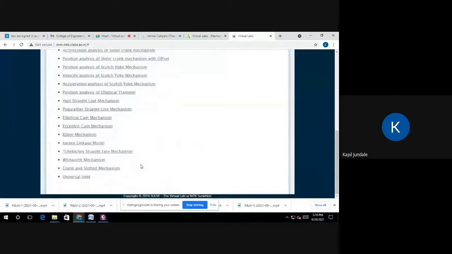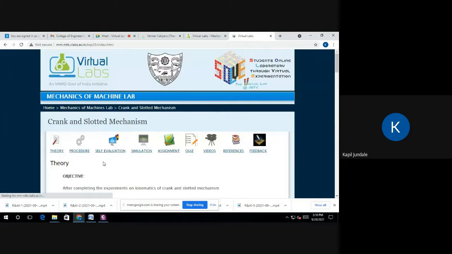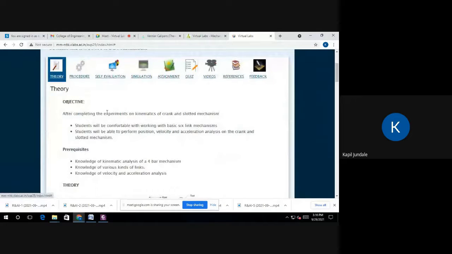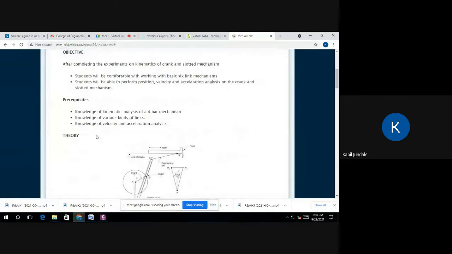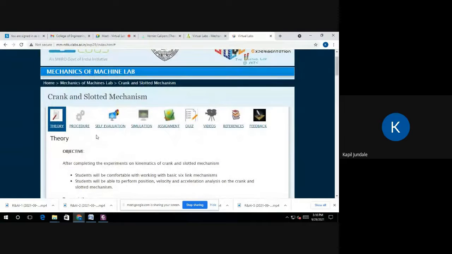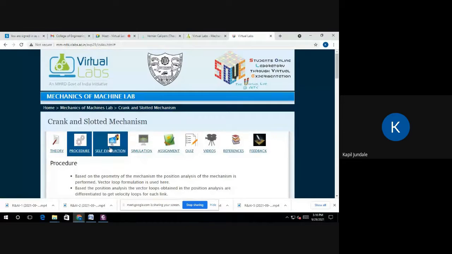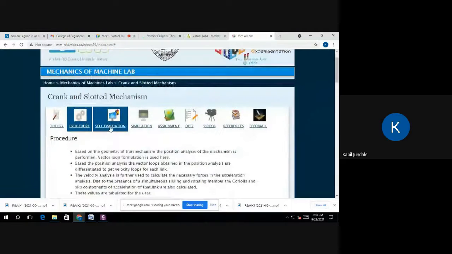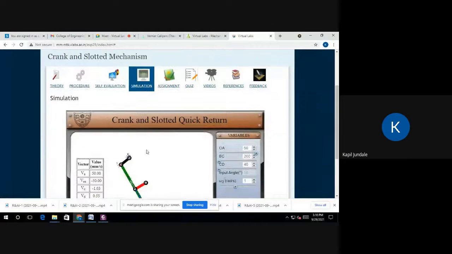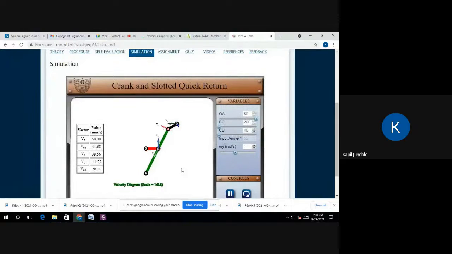Suppose we have this crank and slotted mechanism. This experiment is related to theory of machines. You have to select it here. After selecting, you have to go to the theory. You have to read the objective, prerequisite and theory related to that crank and slotted mechanism. After that, they have given the procedure and also self evaluation. After that, the simulation. You can see here the simulation of that.